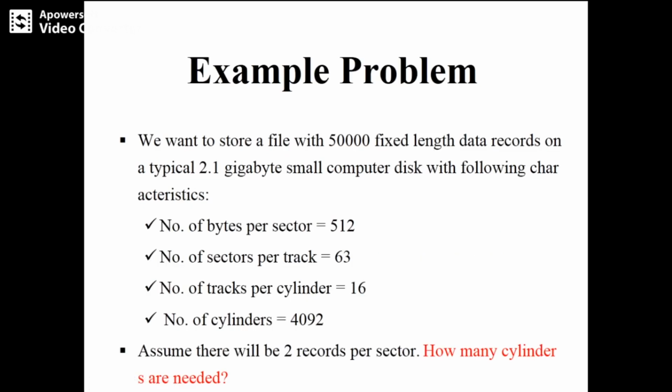Let us go for an example problem. Suppose we want to store a file with 50,000 fixed length data records on a typical 2.1 gigabyte small computer disk with the following characteristics. The number of bytes per sector is 512, number of sectors per track is 63, number of tracks per cylinder is 16, and number of cylinders is 4092. Assume that there will be 2 records per sector. How many cylinders are needed? We want to find the number of cylinders needed to store these data records.